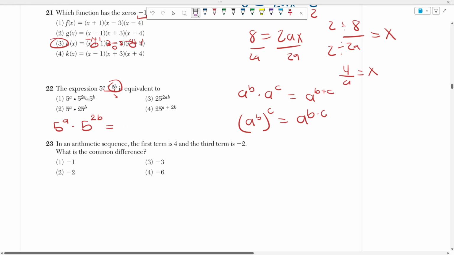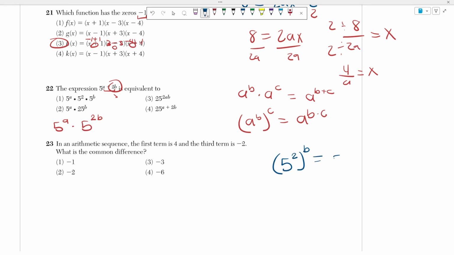But you might be asking, well, what does this match? This actually doesn't match anything. And that's because we need to take into account our second rule. Remember that a to the power of b to the power of c is the same thing as saying a to the power of b times c. So 5 squared raised to the power of b is the same thing as saying 5 to the power of 2 times b. So we can rewrite this as 5 squared to the power of b. But 5 squared is 5 times 5, and we can simplify that into 25, which turns into 5 to the power of a times 25 to the power of b, which is choice 2.